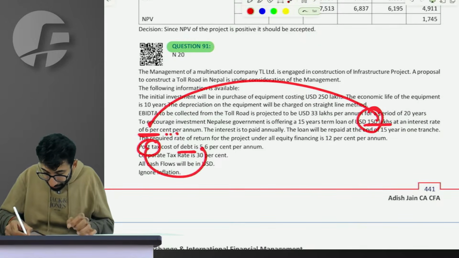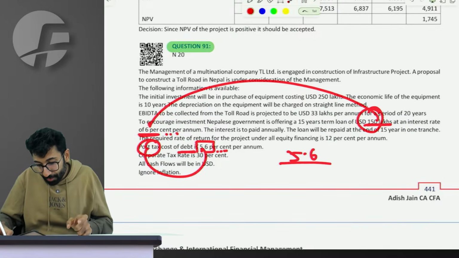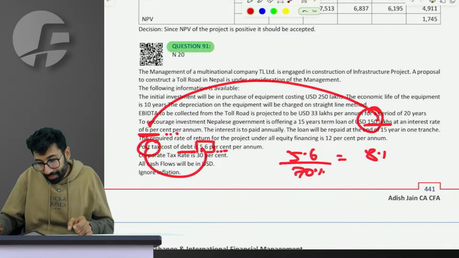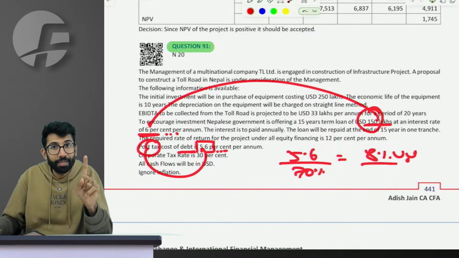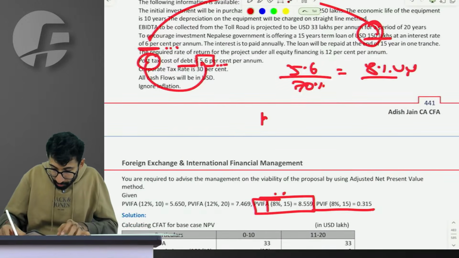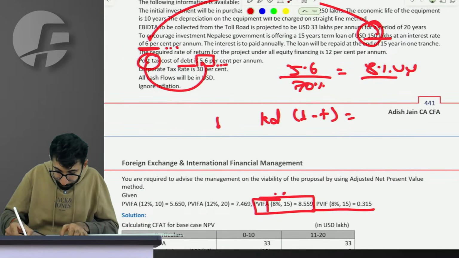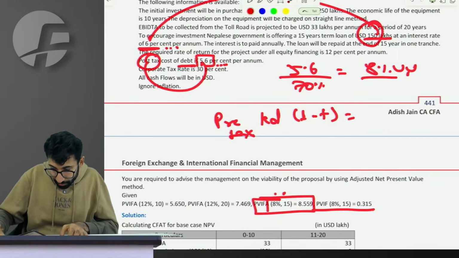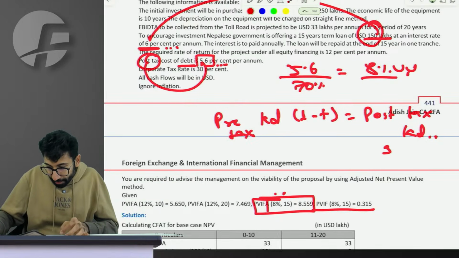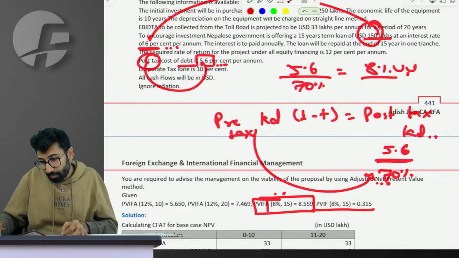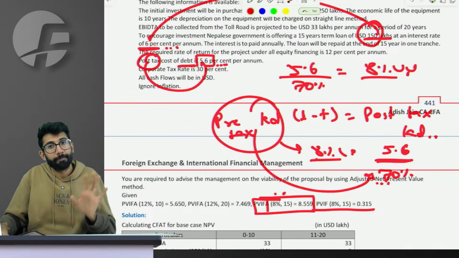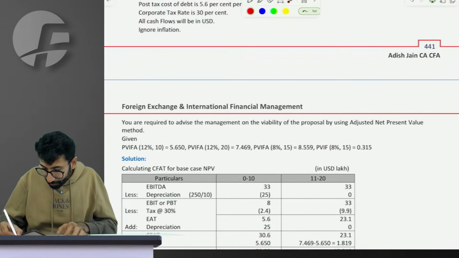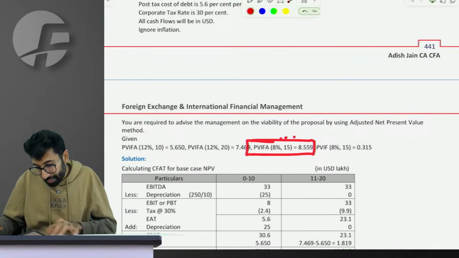KD, and that too pre-tax. If post-tax KD is 5.6, pre-tax KD will be found by dividing by 70%, which gives 8% as the pre-tax KD. What did I do? Sir, cost of debt into 1 minus T. Pre-tax cost of debt into 1 minus T is post-tax cost of debt. If post-tax cost of debt is 5.6, dividing by 70% will give me pre-tax KD of 8%.